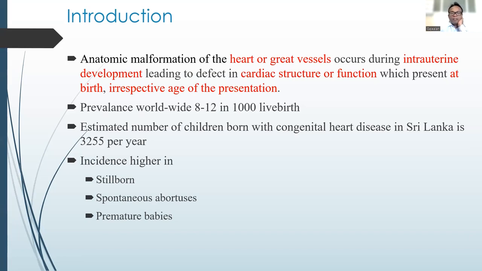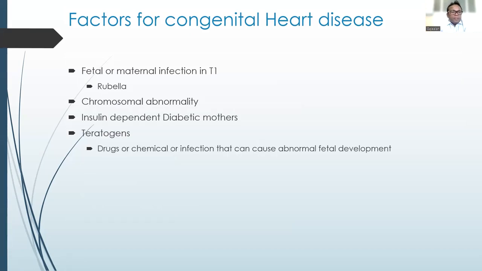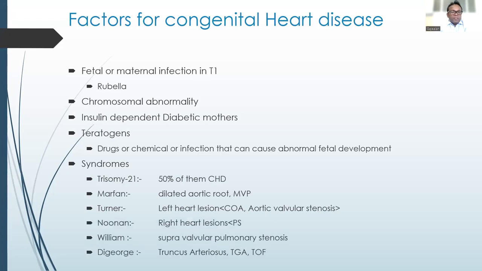These are the common presentations of congenital heart disease. If the child develops some congenital heart disease during fetal development, their life is not suitable for the common environment. Some factors are associated with congenital heart disease. These are the common factors: fetal and maternal infection in the first trimester, commonly rubella, associated with patent ductus arteriosus. And other chromosomal abnormalities, insulin-dependent diabetic mothers, and some teratogens and syndromes: Trisomy, Marfan, Turner syndrome, Noonan syndrome, Williams, and DiGeorge, like this.